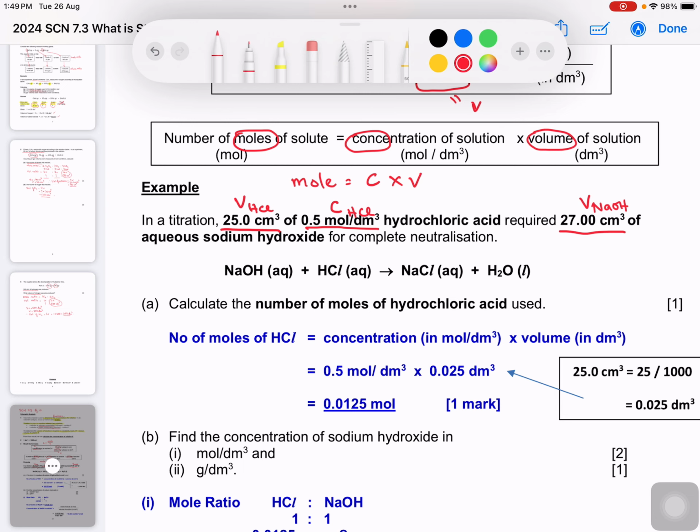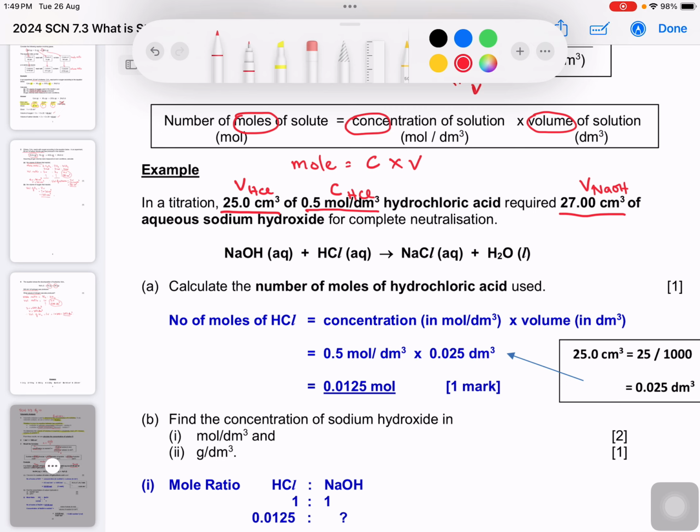Next thing, cm cube we never use for calculation. We have to convert the cm cube to dm cube. So in dm cubed, how much is 25? This will be divided by 1000, so 0.025 dm cubed. And here, same thing, 0.027 dm cubed. Okay? Right, part A. So we are done with tagging all the numbers that we have.